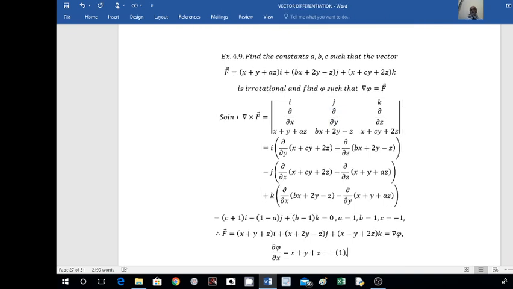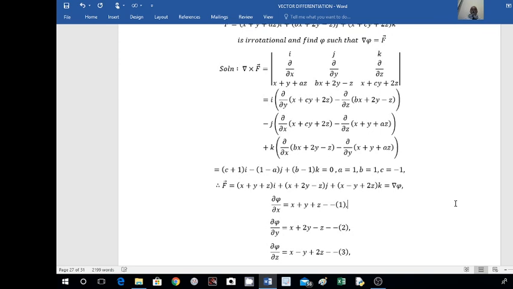Given that this is equal to del phi, I have to find out phi such that f equal to del phi. What is the definition of del phi? Del phi is equal to dou phi by dou x into i plus dou phi by dou y into j plus dou phi by dou z into k. Means this is equal to dou phi by dou x, this is equal to dou phi by dou y, this is equal to dou phi by dou z. So we write these. Dou phi by dou x equal to x plus y plus z. Dou phi by dou y equal to x plus 2y minus z. Dou phi by dou z is equal to x minus y plus 2z. These are the three equations, 1, 2, 3.